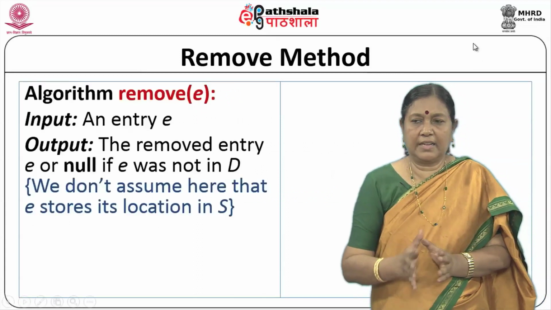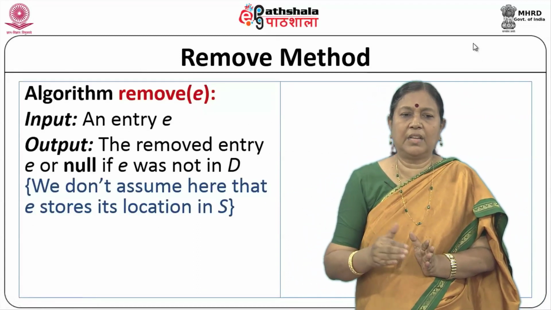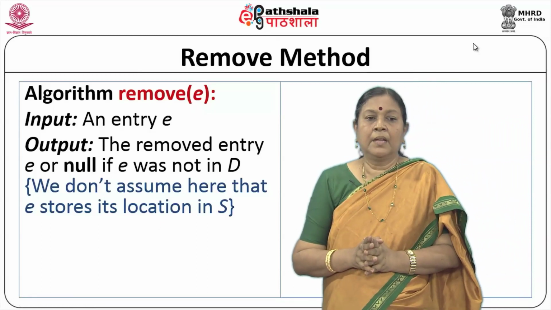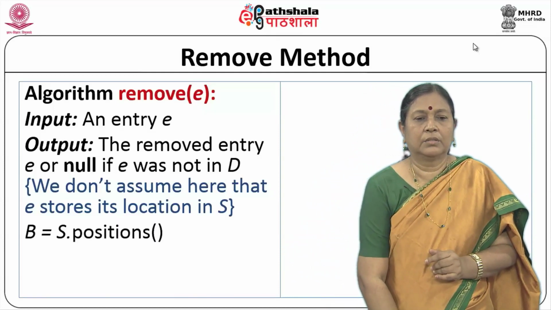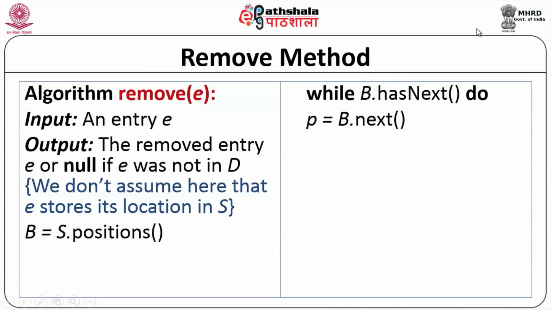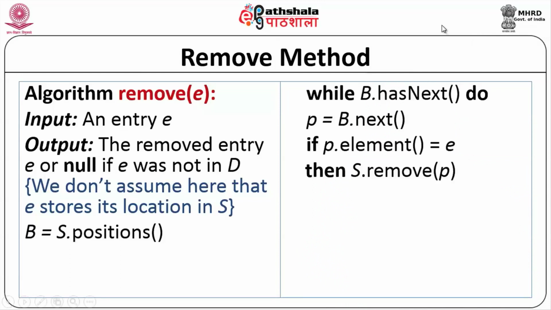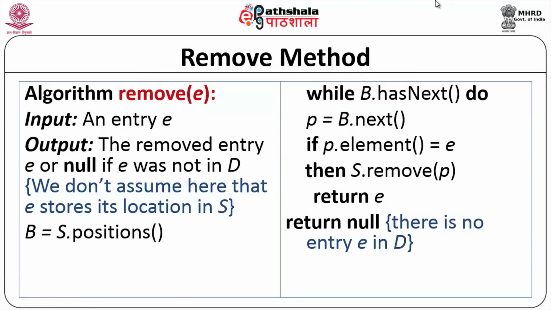Remove method: an entry E is given as input, and the output is the removed entry E, or null if E is not in the dictionary. We do not assume here that E stores its location in S. So, P is equal to S positions, and while P has next, that is the loop that searches through the list, you keep going through it, and if it is the element E, then you remove it. This is a typical list, and we use the same logic. P is the search variable, which we have used in many data structures before. If it is equal to the element to be removed, you remove it and return that element. That is the remove method, and if there is no element, you return null.